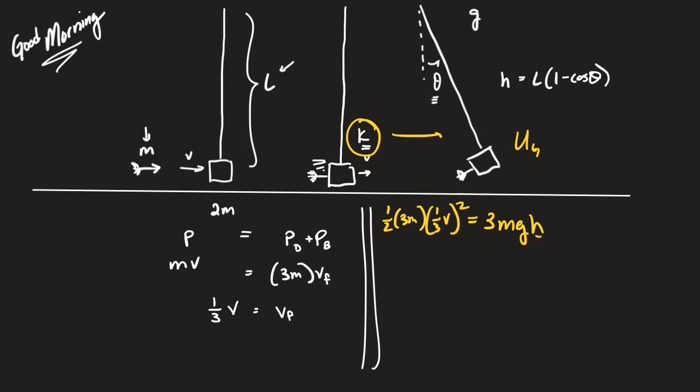I can't have h. I'm trying to find a relationship between theta and the variables. So the first thing I should do here is write this as 3mg times L times 1 minus cosine theta. Pulling down this substitution.